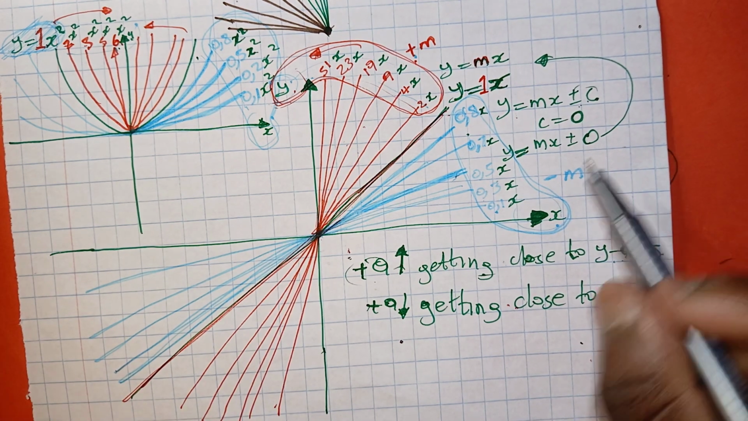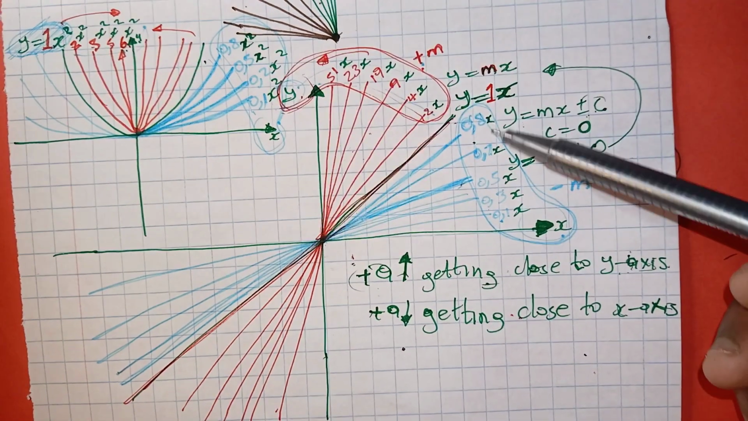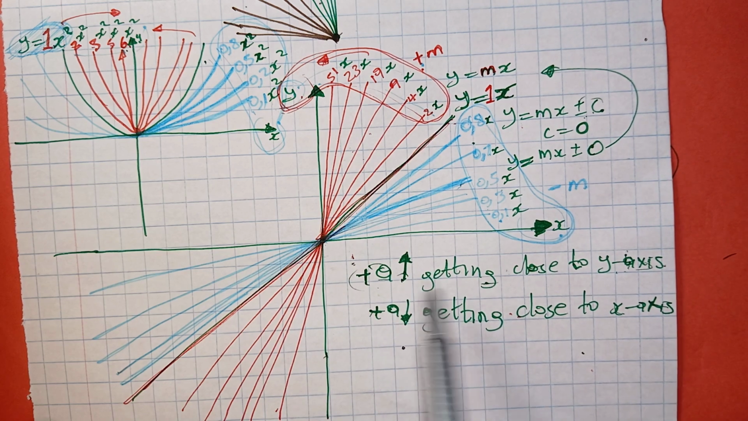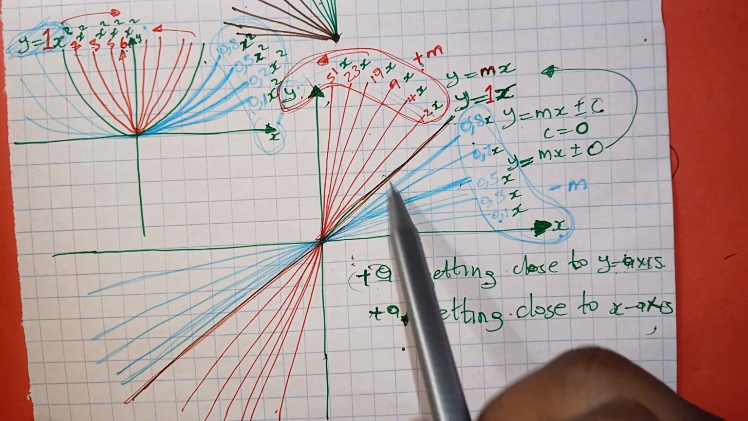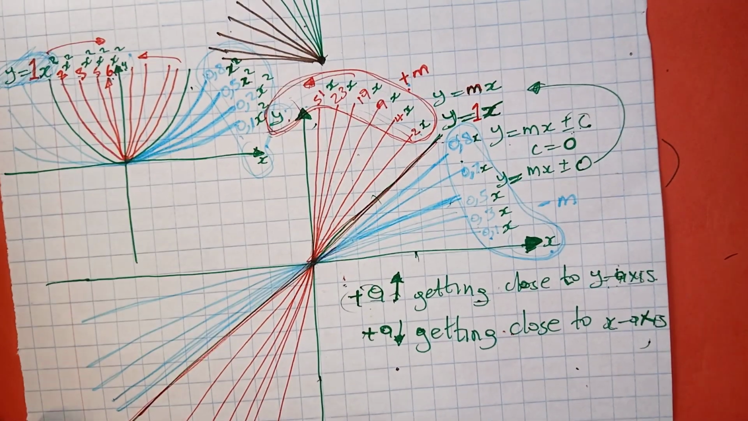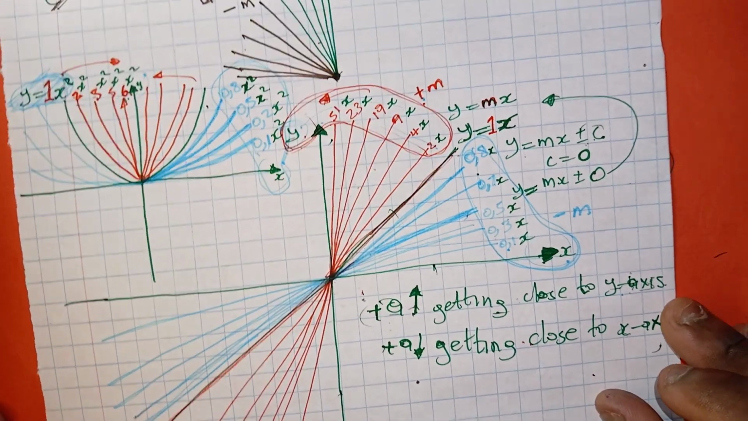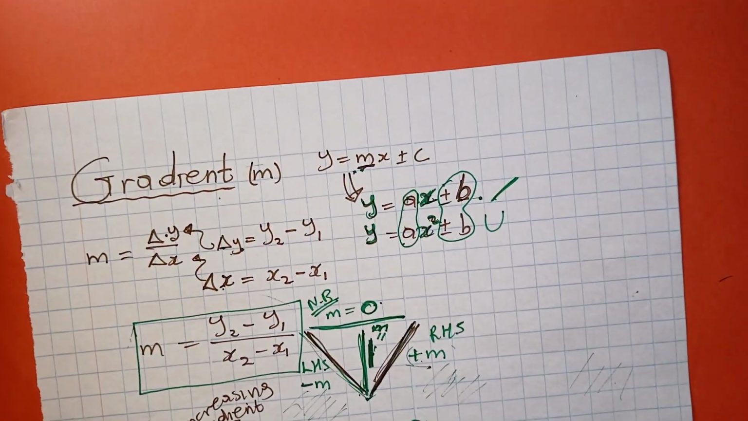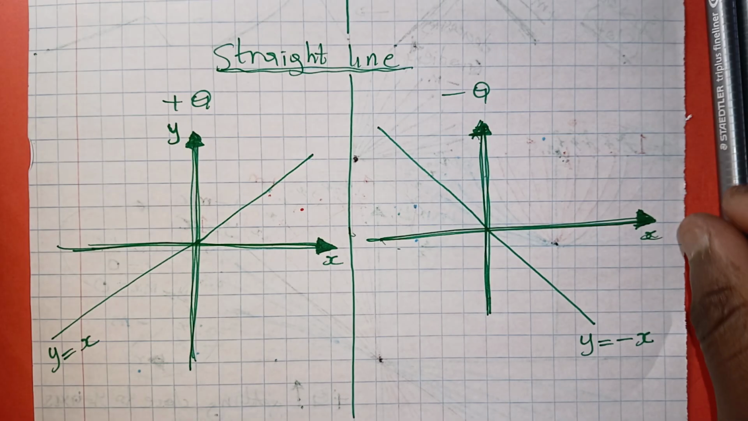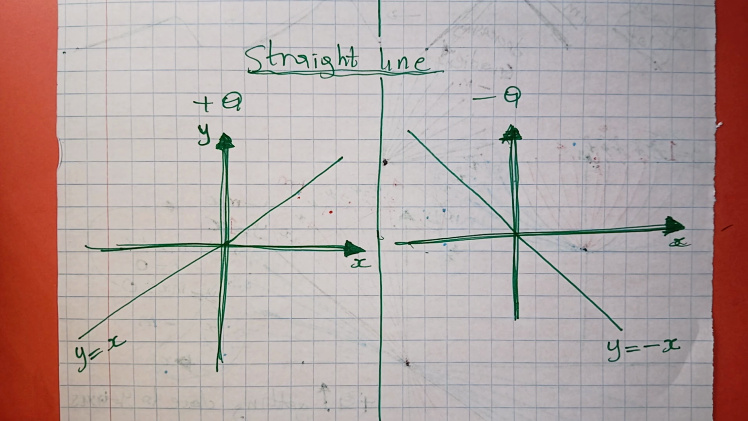So I hope, guys, you understood that as I increase the positive gradient, I'm getting close to the y values, and as I decrease the gradient, I'm getting close to the x values. You can screenshot this and make your own notes. Try to see the difference between a positive gradient and a negative gradient, and check the way they behave.